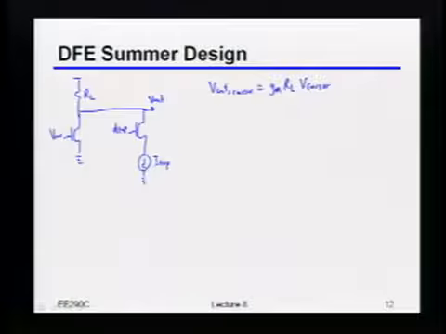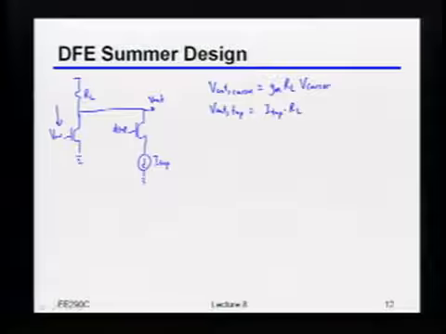Because remember, this input is still corrupted by ISI, right? So you can't just look at the peak-to-peak swing there. You actually have to look at what just the value of the cursor is, okay? So that's the output voltage due to the cursor. And if I want to subtract a certain amount of ISI from that, then there's some output voltage we want to create due to the tap, which is just going to be equal, of course, to I tap times RL. Okay?